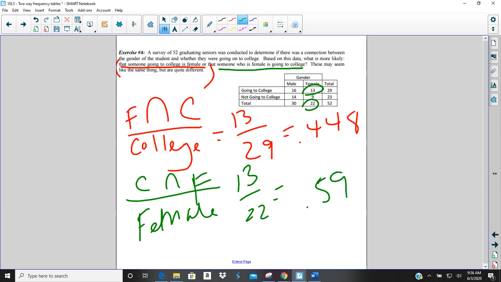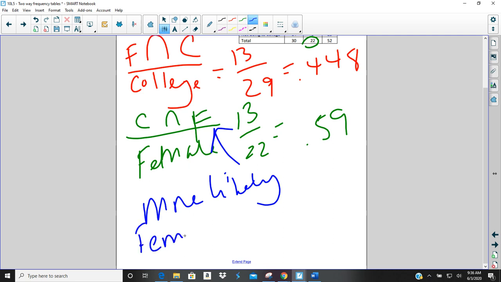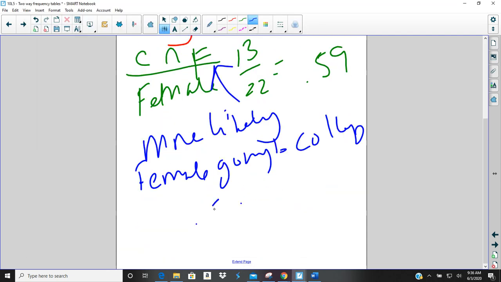So I've got to answer the question: it's more likely, and I can write at this point, more likely. I'm going to point right here, so I don't have to rewrite it, where it's female going to college. And how do I want to confirm that? I'm just going to show, I just opened up something, 0.59 is greater than 0.448.